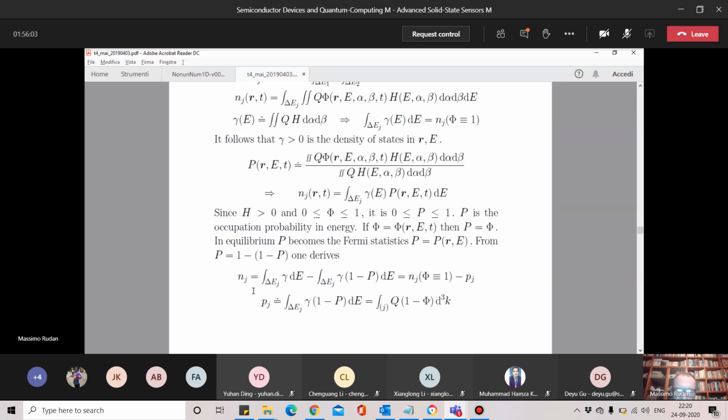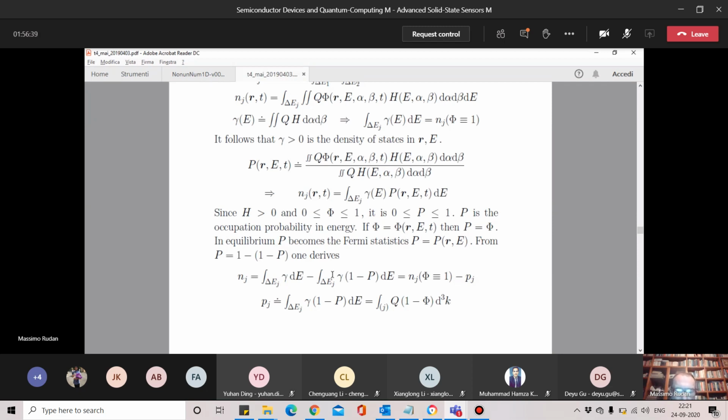because we are counting the population of electrons as if each state is populated by one electron. So this is equivalent to counting the number of states. So this is the concentration of states. The second integral is the integral of what? Well, we have gamma, that is the density of states, and then we have 1 minus P.